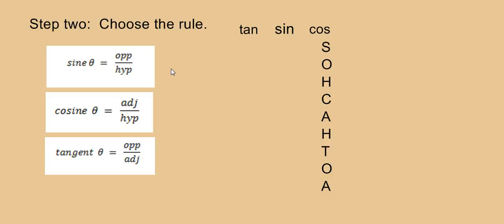Now, if we're looking at a ratio of the opposite and the hypotenuse side of a right angle triangle, then that means we're using the sine ratio. And if we're looking at a relationship between the adjacent and the hypotenuse side, we are looking at the cosine ratio. And if we're looking at the opposite and the adjacent, we're looking at the tan ratio.